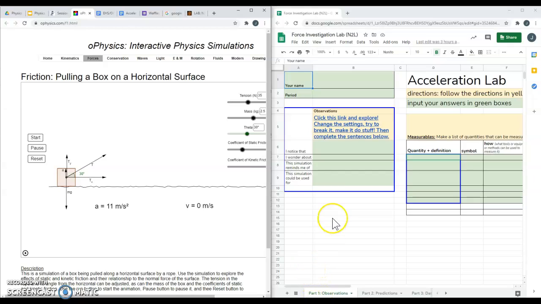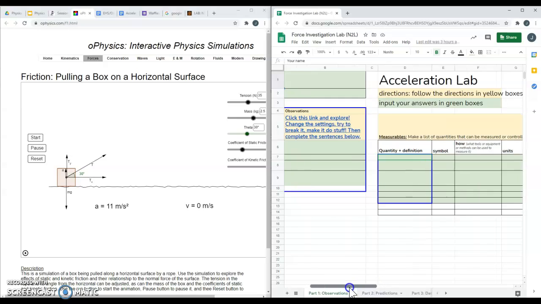All right, so I want to draw your attention to a few things. On our Force Investigation Lab, this is a Google Sheet. It's going to allow you to input information as well as data. Now there's a bar down here that you can move. Most of the boxes should be readily available to see on your screen. Below this bar are different tabs that say Part 1 Observation, Part 2 Predictions, Part 3 Data, Part 4 More Data, and Part 5 Analysis. For session 16, I'm asking you to finish up to Part 4 More Data. I'd like us to share our results before we start talking about analysis.